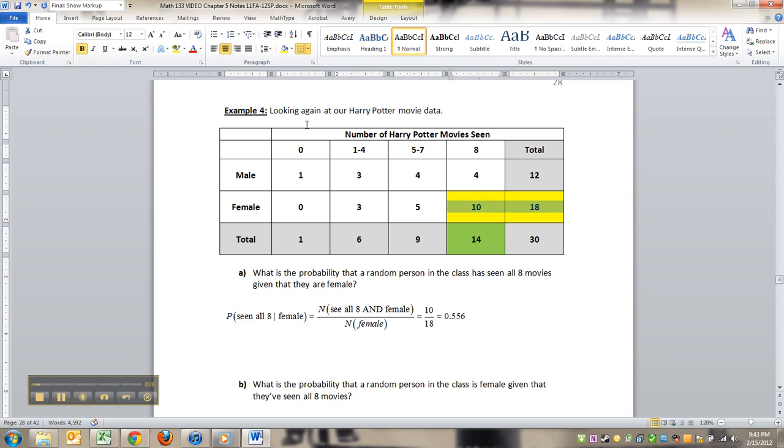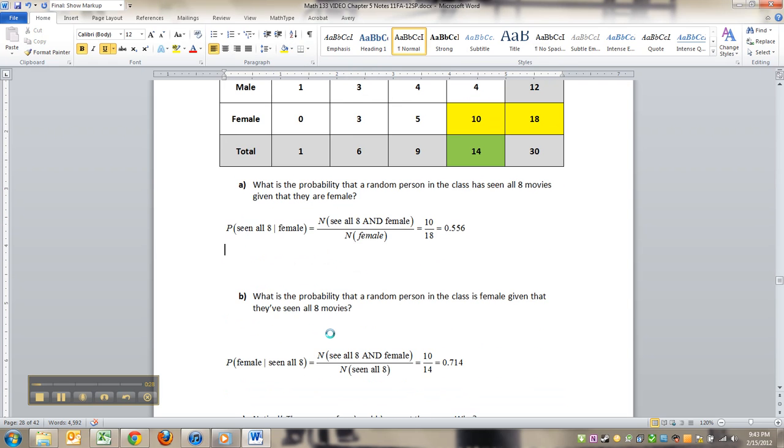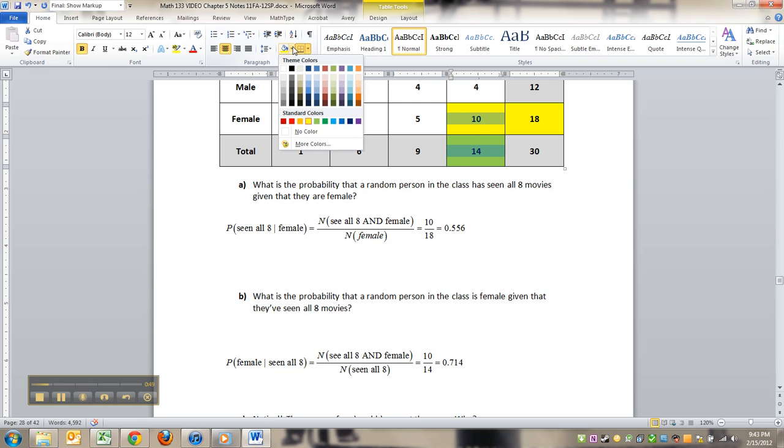There you go. All right, now for the second one, it's the reverse. It's what's the probability that a random person in the class is female given that they've seen all 8 movies? I know it's the same words as this one, except that they're backwards. Part A was they have seen all 8 movies given that they're female, and the other one's given the probability that they're female given that they've seen all 8. So what you want to do is you want to look at these two.